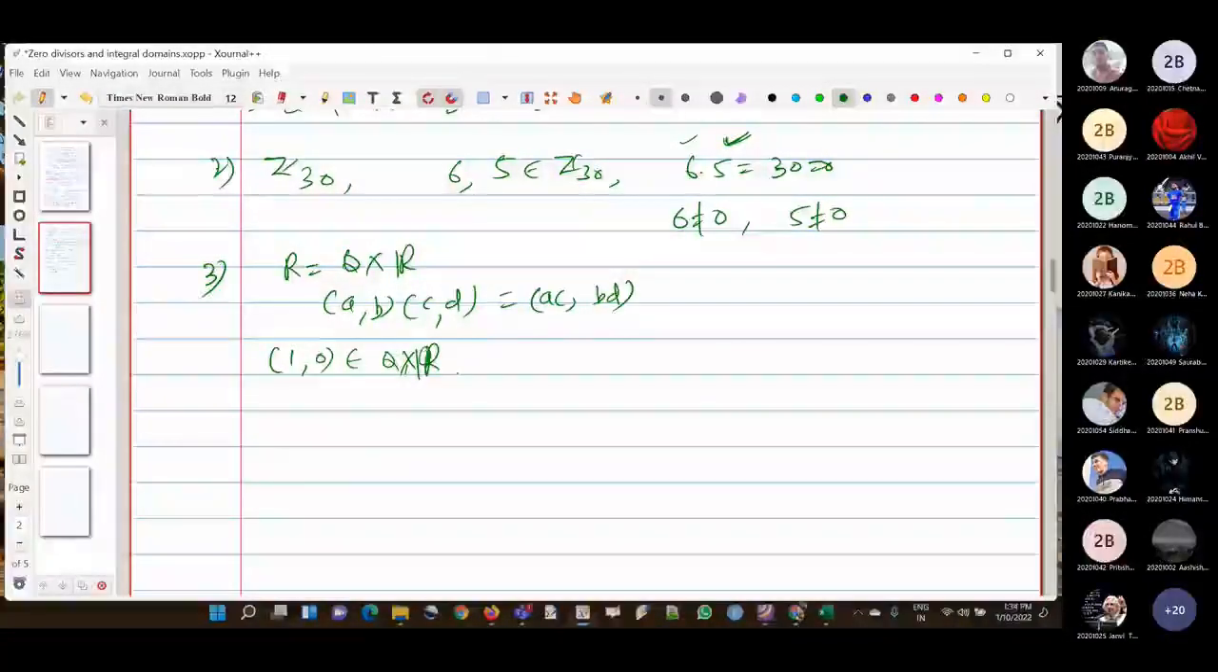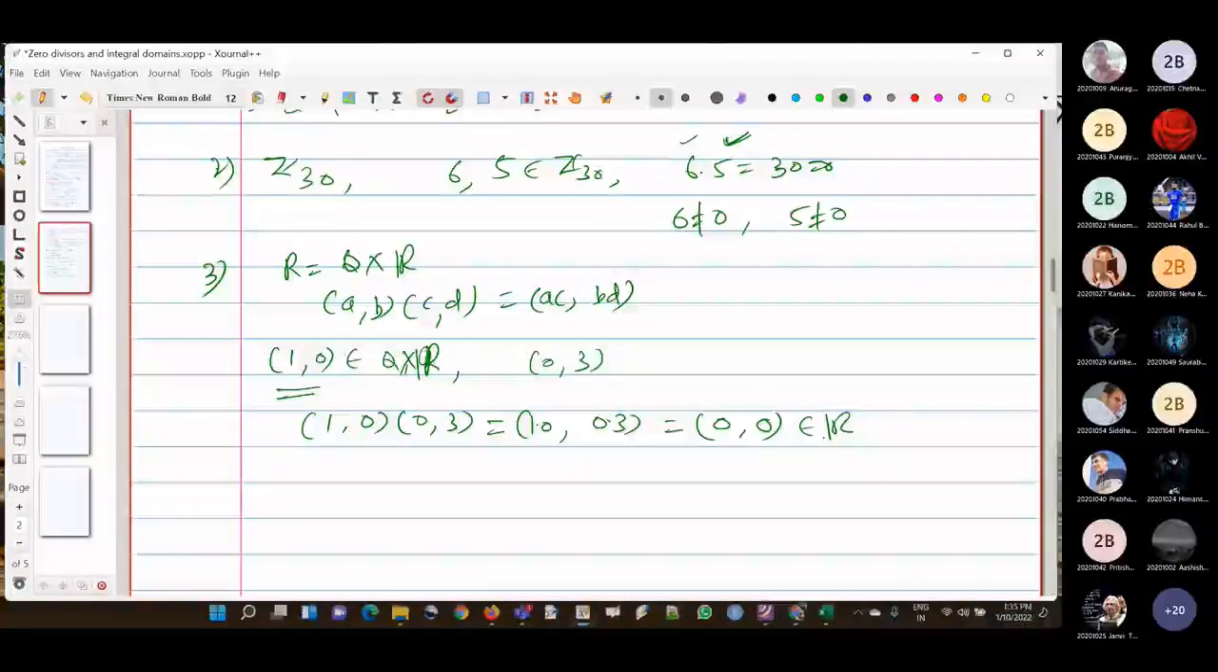So can we have some element in Q times R so that its product with this is 0? Can anyone tell me? (0, 3). Very good. What's your name? Deepika Gupta. Yes, you can note down 1 point for this. (0, 3), or you can take any element (0, some non-zero element). So you multiply these two. What do you have? 1 times 0, and 0 times 3. This is going to give us (0, 0), which is the 0 of Q times R.